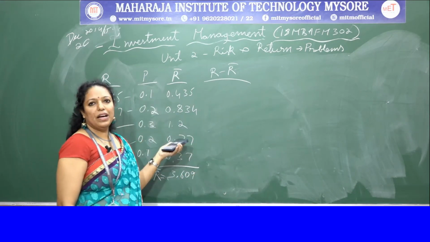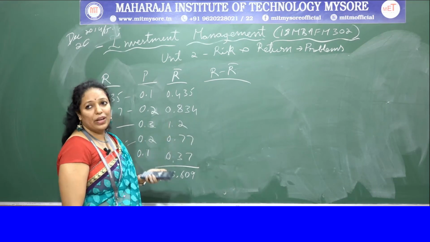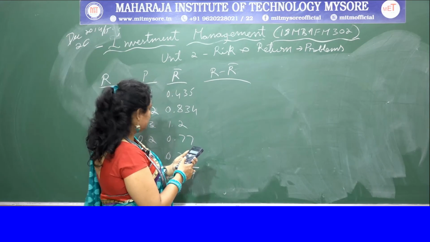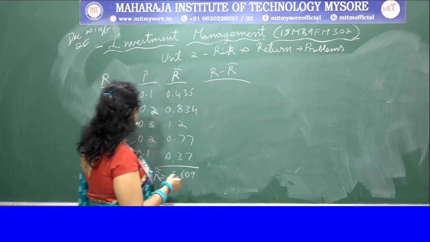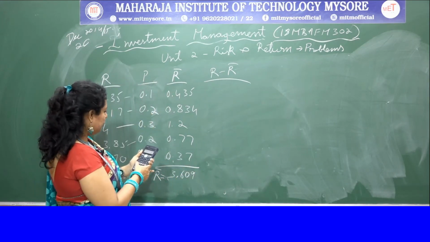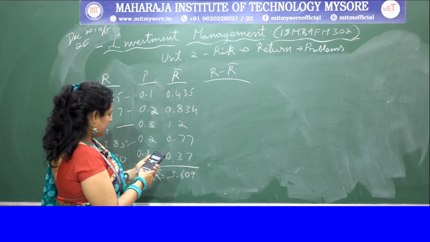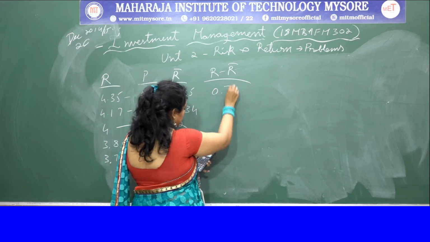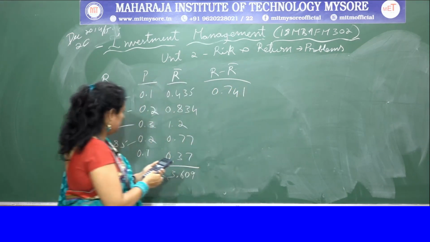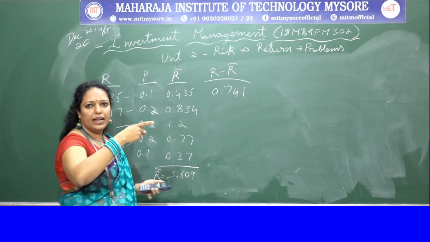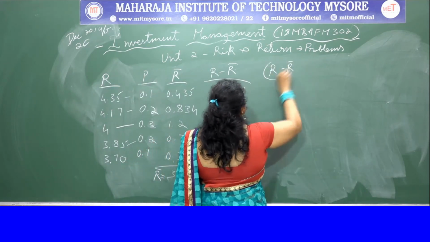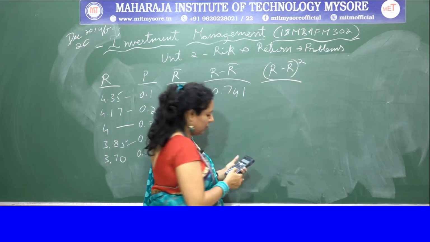Okay, so you have to do R bar, R minus R bar square and P into that square. Let's quickly do that in a stretch. So R is this, 4.35 minus 3.609. So you get 0.741. Only for one I'll do. Then the remaining you can do it, I guess. It's homework.